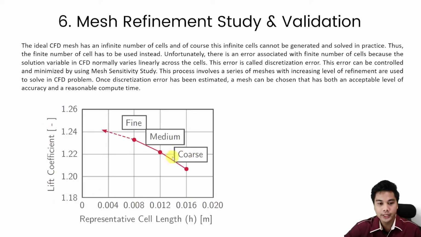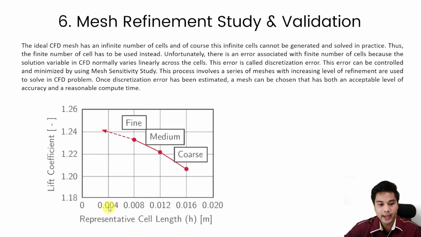First, we need to generate three types of meshes: coarse mesh, medium mesh, and fine mesh. Different types of mesh will give different results, for this case, the lift coefficient result. So you need to tabulate the result based on the different categories.